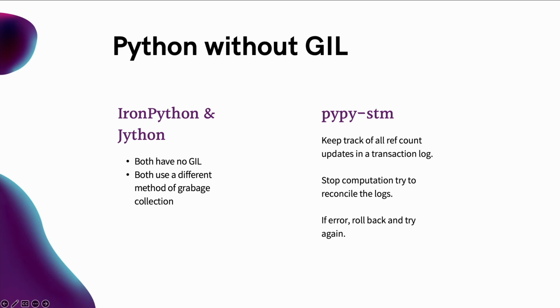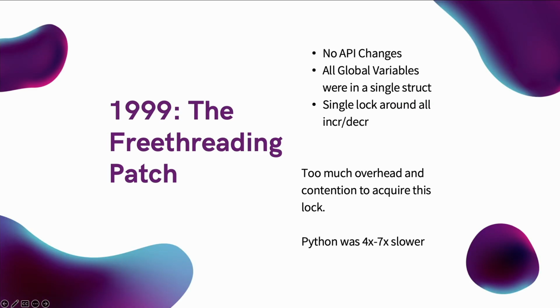And so now we get to the start of the history. Trying to remove the GIL is almost as old as the GIL itself, and it starts with the free threading patch. What the free threading patch did was it said, hey, you have all of these global variables like reference count. We're going to keep all of them in one big C structure, and this C structure is going to be locked. And if you want to make any changes, you acquire this lock, do your changes, drop this lock.